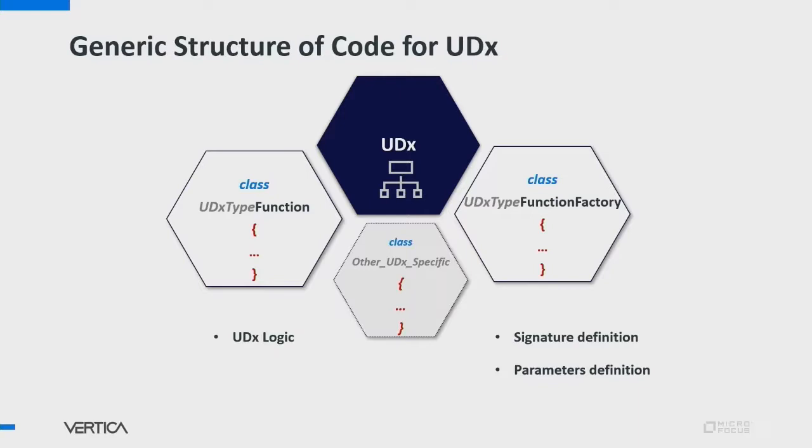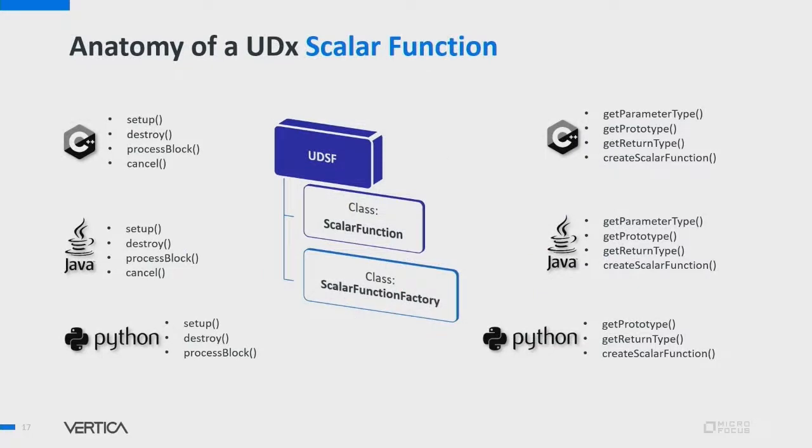The second class is called the function factory, and it also has a corresponding UDX type. So there could be a scalar function factory, as there is a scalar function, a transform function factory, and so on. The function factory defines the signature definition and the parameters that can be accepted by the UDX. So basically, you can say that it covers all your metadata and describes how the function will be called from SQL. Also, that function factory class creates an instance of your main class that codes the whole UDX.